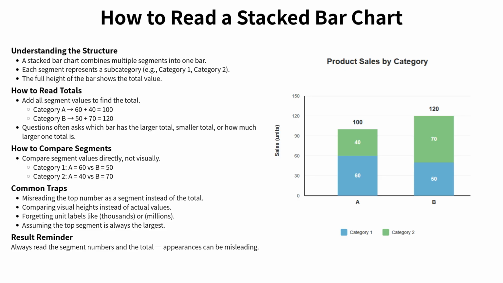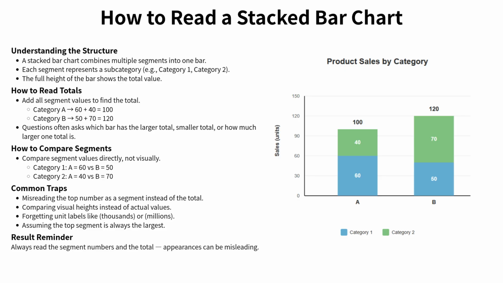But here's where many people make mistakes. They compare the visual heights of segments instead of the actual numbers. For example, category 1 in A is 60, but in B it's only 50. Meanwhile, category 2 in B is 70, larger than the 40 in A. If you only look quickly, you might misread the structure.